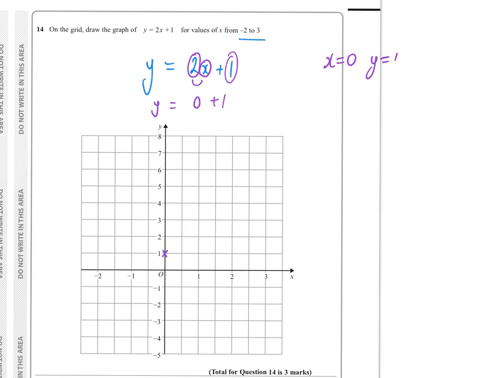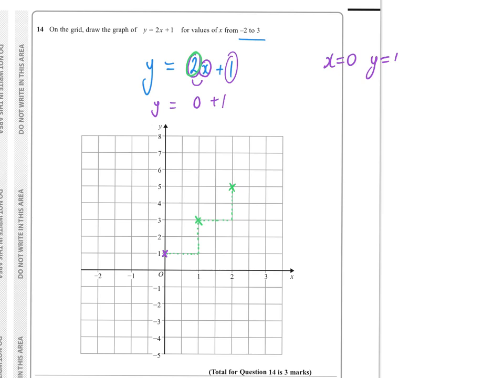Now we only actually need one other coordinate to draw this straight line. This is where the gradient comes into use, because what that means is for every one I go along here, I'd go up by twice as much, so I'd have to go up by 2, and I can draw another cross here on my graph. Okay, so I can go along another one and go up twice as much.